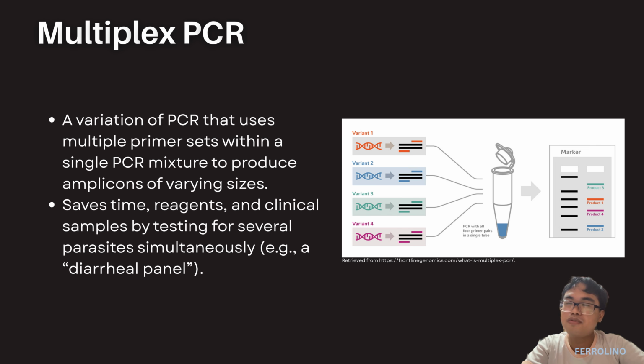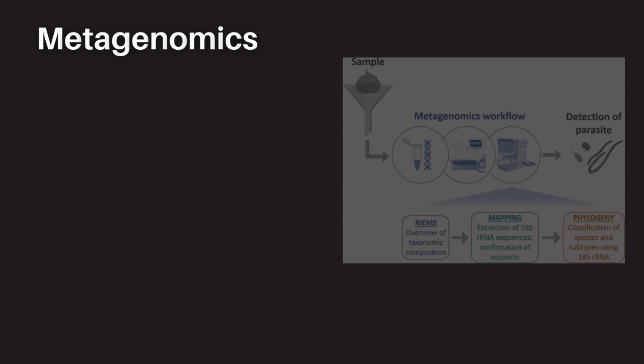Example, FAM for Ascaris, HEX for Trichuris, and CY5 for hookworms. The qPCR machine must then utilize optical filters to detect these different wavelengths simultaneously. This allows the clinician to quantify the parasitic load for each species individually from a single 20 microliter reaction.